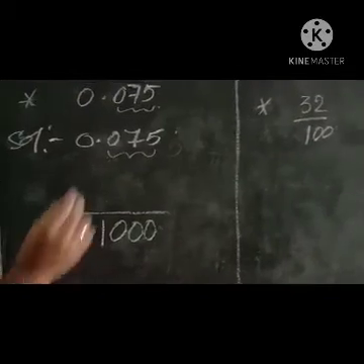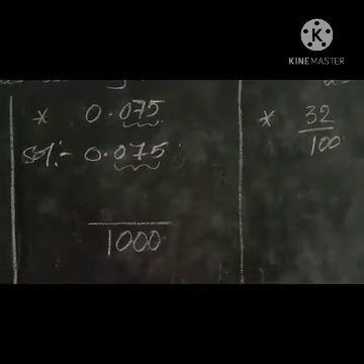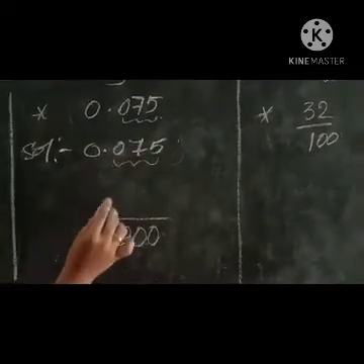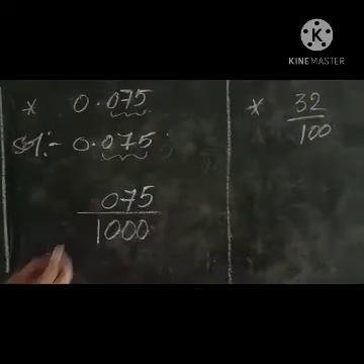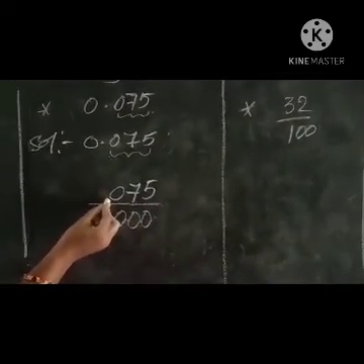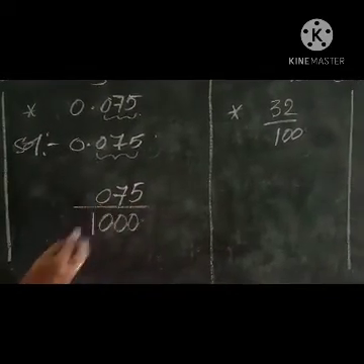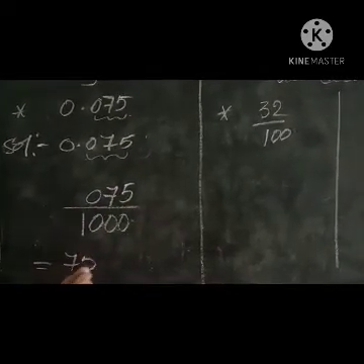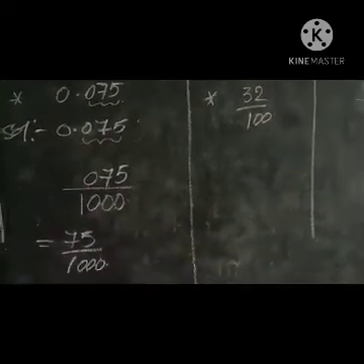Now see here what is there after the point? 075 is there now. Just write 075. Okay, we wrote 075. If there is a 0 before 7, does it have value? It does not. If 0 is on the outside, it has no value. So 75 by 1000.